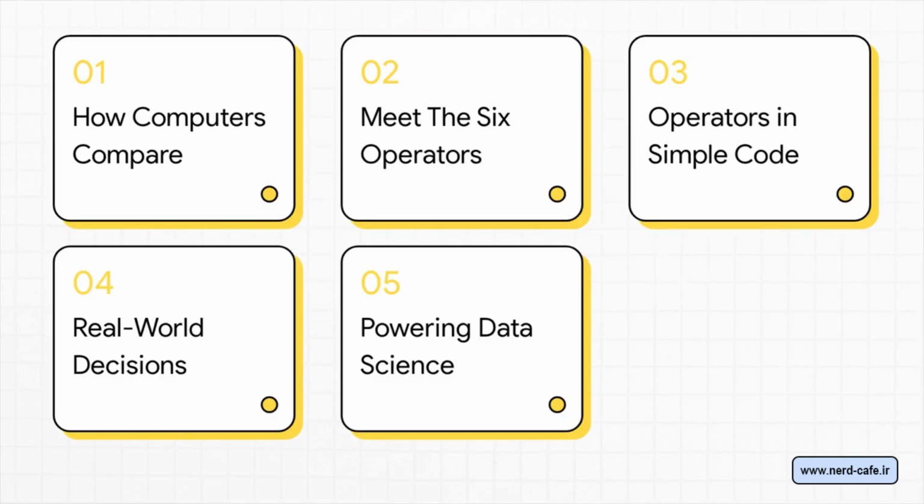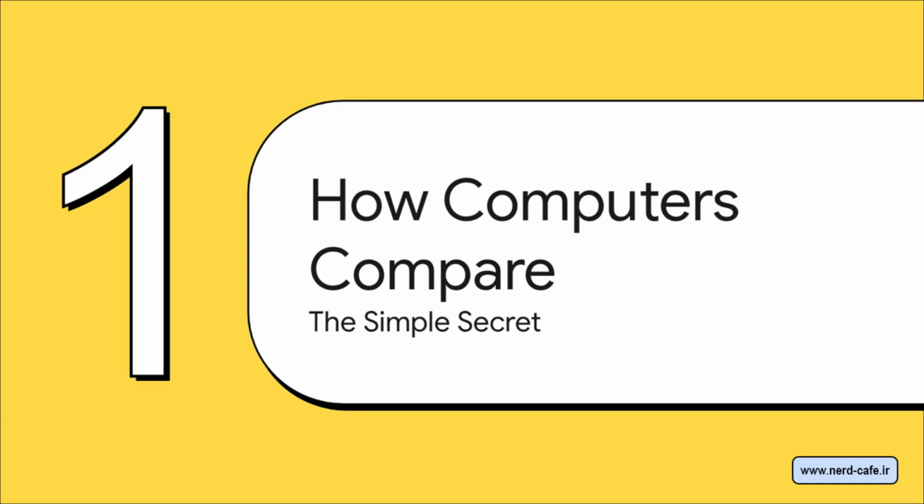So here's our game plan for this explainer. We're going to start with the basic concept, then we'll meet the tools of the trade, see them in action with some code, connect it all to the real world, and then we'll see their incredible power in the world of data science. All right, let's start with the secret itself. How do computers actually compare stuff?